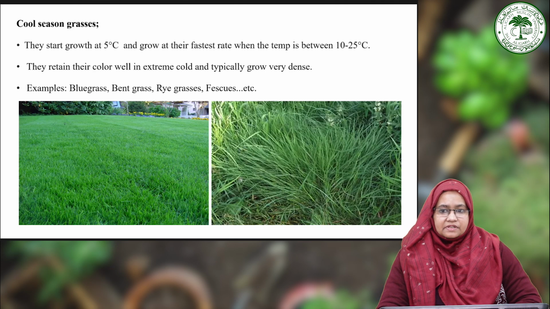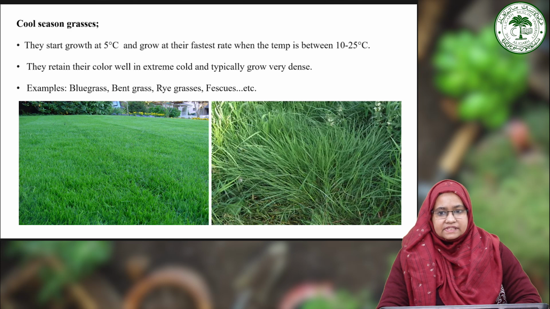Cool season grasses are types of grass that begin their growth cycle at temperatures as low as 5 degrees centigrade. They thrive best when the temperature ranges between 10 and 25 degrees centigrade, growing at their optimal rate during this range. These grasses have the ability to maintain their green color even in extremely cold conditions and tend to grow densely, creating a lush appearance.